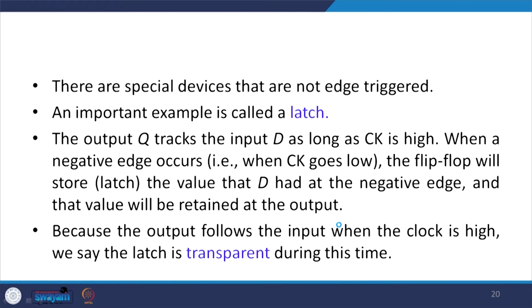There are special devices that are not edge triggered, and an important example of this is what we call a latch. The output Q tracks the input D as long as the clock is high. When a negative edge occurs, that is when the clock goes low, the flip flop will store the value that D had at the negative edge, and that value will be retained by the output.